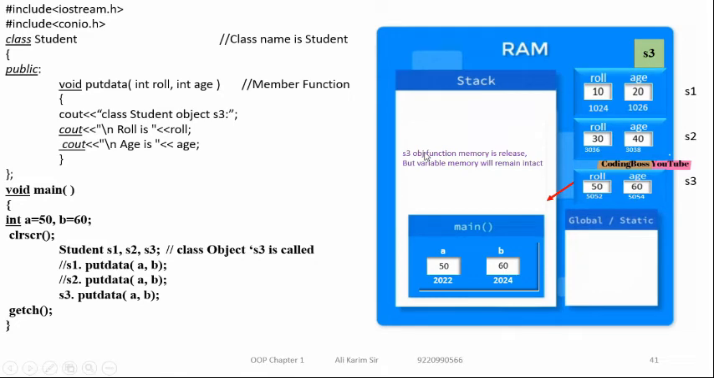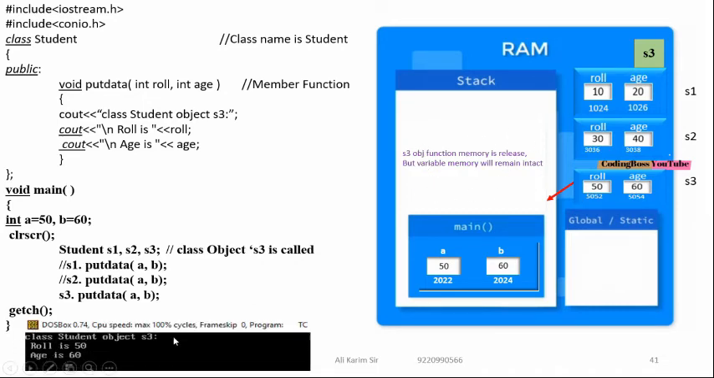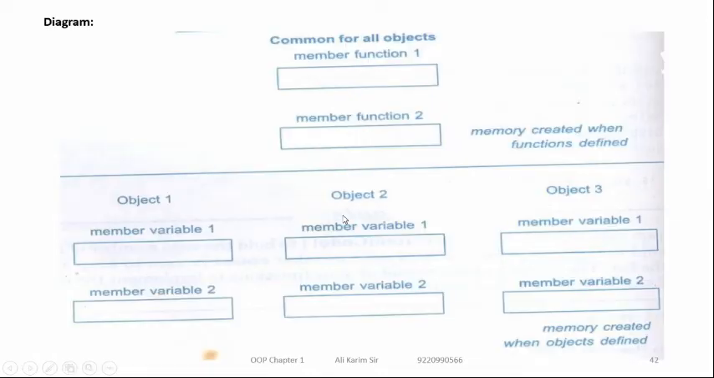See, when the work of the S3 object is done with put data, the function memory for the S3 object is released, but the variable memories remain intact. The put data function went away from here, so the memory occupied by put data in the stack is released now. If you see the output again, if you run this program in Turbo C, you will get this output: roll number is 50 and age is 60. Okay, so that is what I was explaining to you.